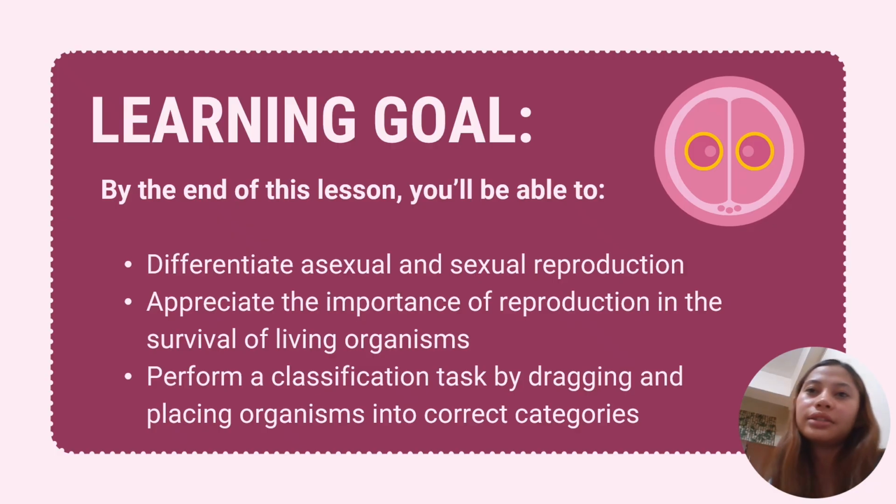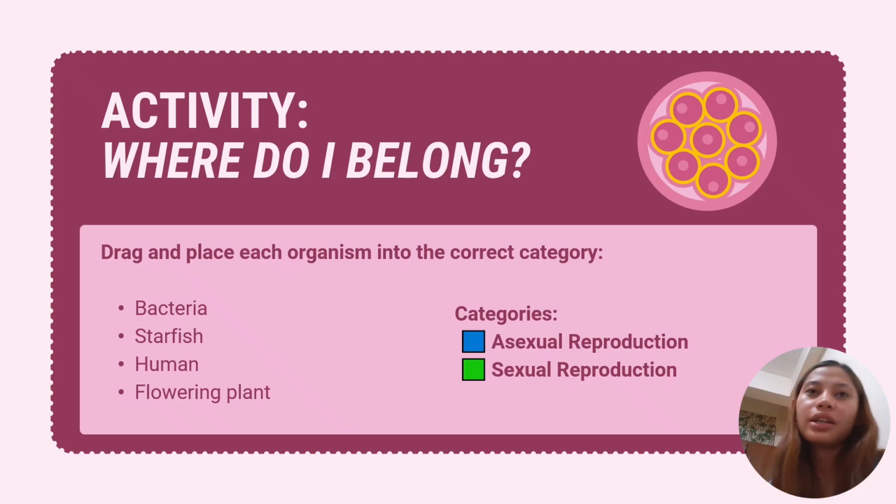So let's have a quick activity. Look at these organisms: bacteria, starfish, human, and flowering plants, and decide, do they belong to asexual or sexual reproduction? Drag and place them where you think they belong, and once done, just submit.